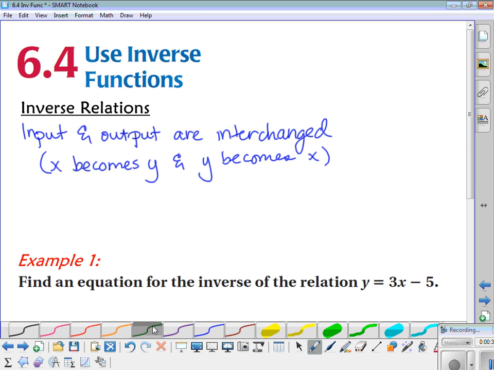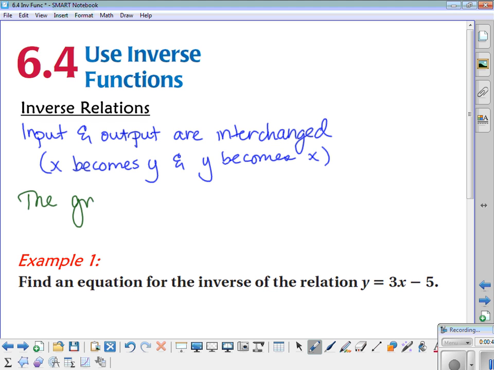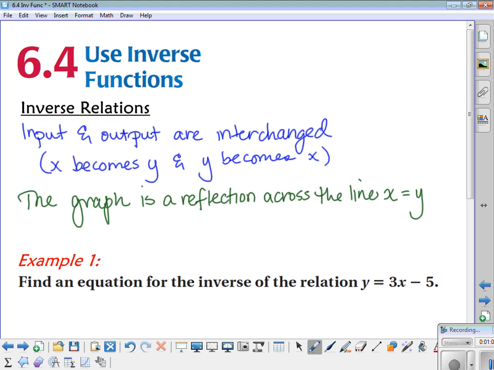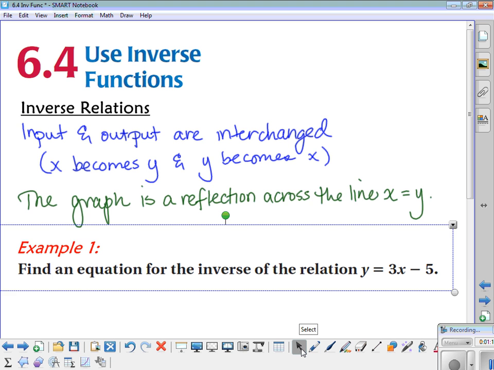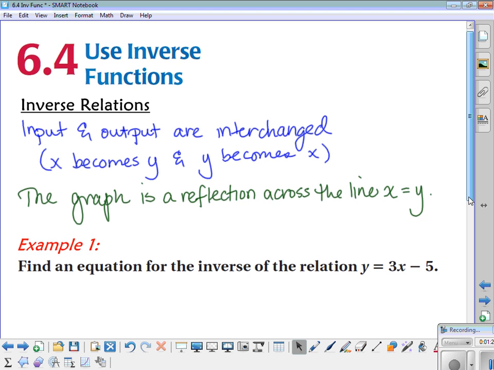And when we graph them, which we will be doing, not today, but we'll be doing it tomorrow, the graph is a reflection across the line x equals y. Okay, so the input and the output are interchanged, and the graph is a reflection across the line x equals y. So for example 1, I'm going to find the inverse of the relation y equals 3x minus 5.